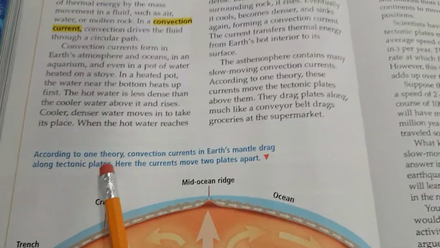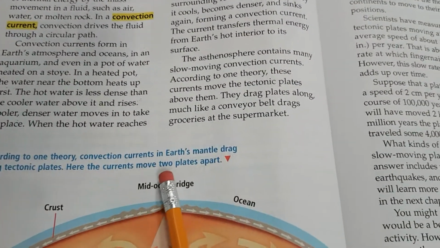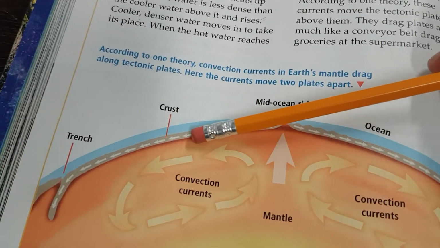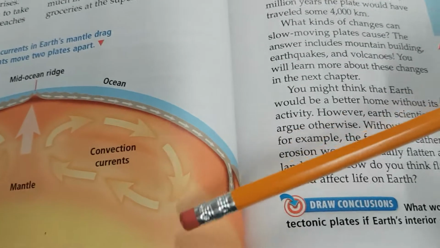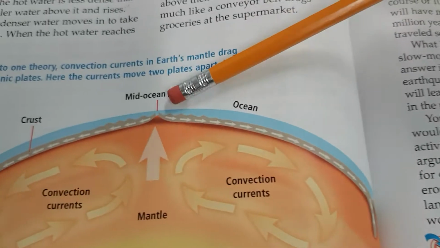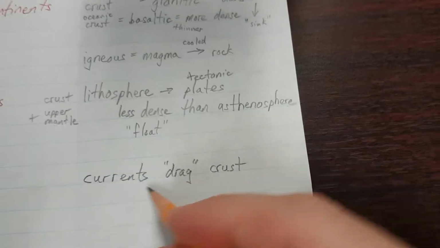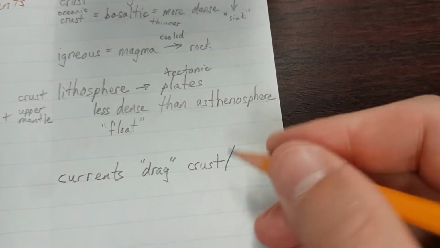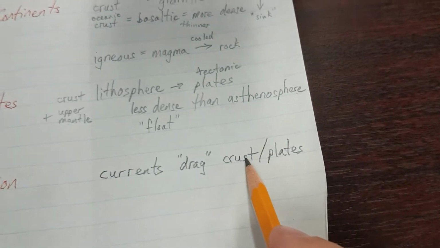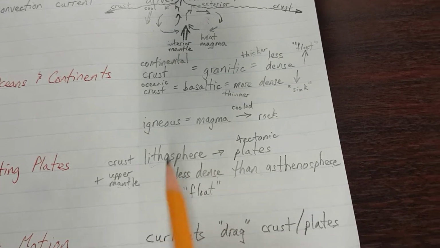All right, according to one theory, convection currents in Earth's mantle drag along tectonic plates. Here, the currents move two plates apart. So that current, when it gets up here to the top, kind of drags the crust to the left. And then this current, as it gets up here to the top, it drags that crust to the right. And that's why they split open at the mid-ocean ridge. So, currents drag crust / plates, because remember the plates are the crust and the upper mantle. All of that together is called the lithosphere.